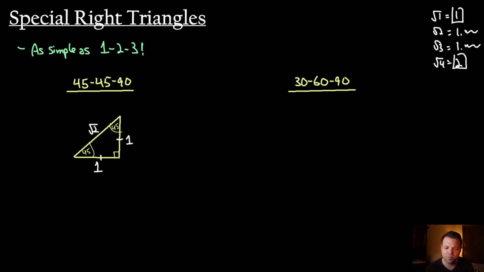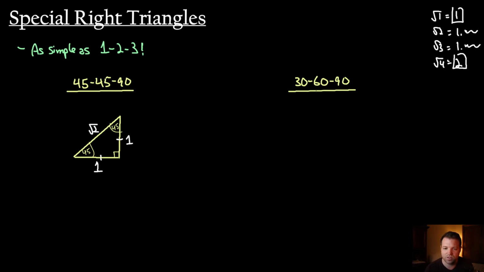Let's go back to the 45, 45, 90. The square root of 2 is a little bit bigger than 1, which makes sense. The hypotenuse should be bigger than the legs of these right triangles. But anyway, let's go back. It's as simple as 1, 2, 3. The short leg is 1, and in this case, the square root goes with the other one, which goes with the 2.